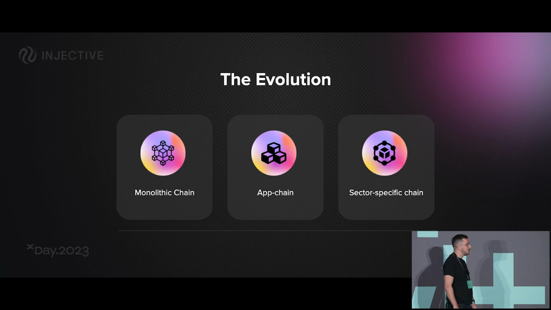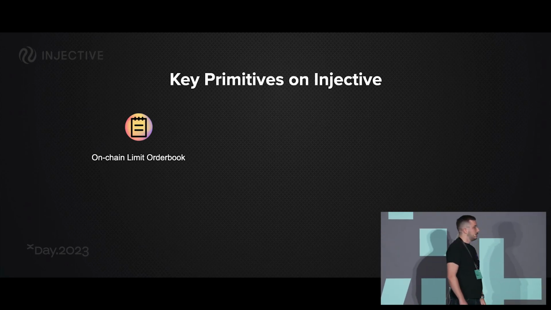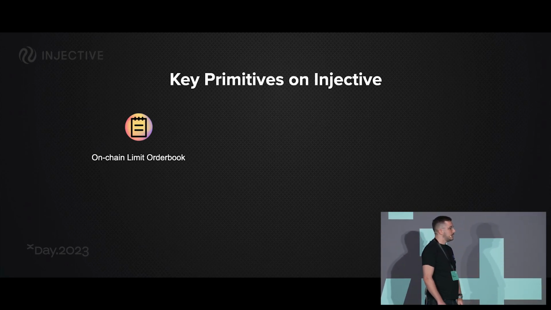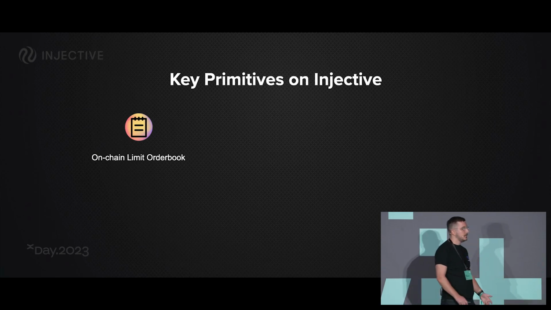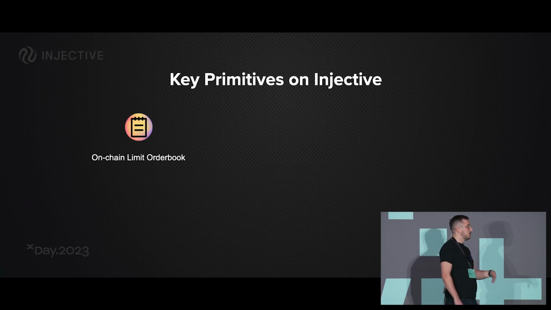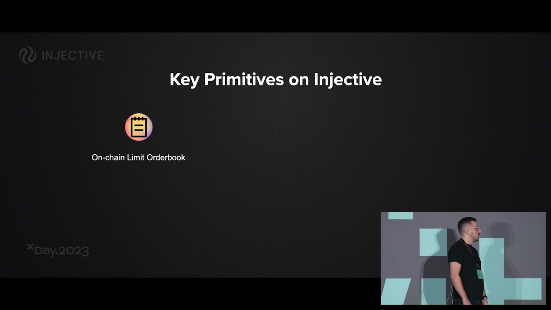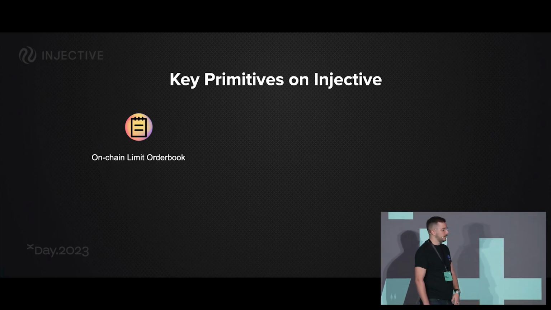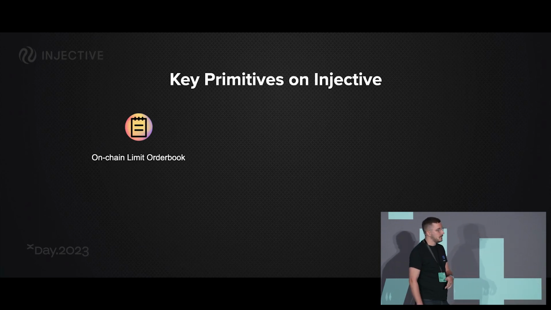So let's go through the key primitives. The first primitive, as I said, is the on-chain limit order book. It's fully decentralized and on-chain. It allows any developer to build an exchange on top of Injective. It allows developers to build using any kind of financial instruments, such as spot, perpetuals, binary options, expiry futures, etc. It's also completely MEV resistant due to the fact that Injective has its own frequent batch auctioning mechanism for order processing.